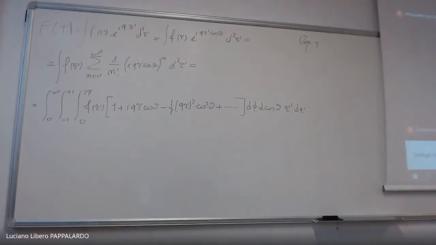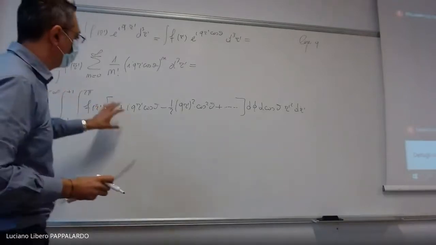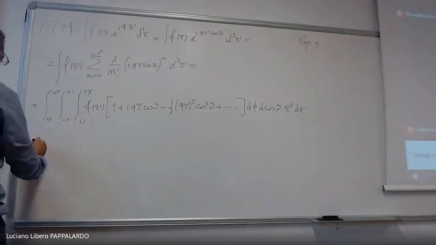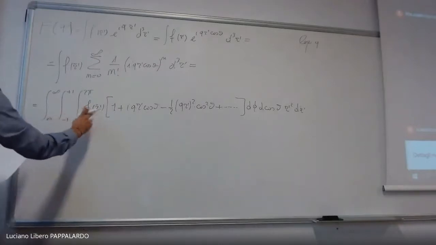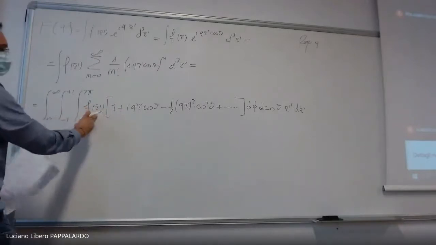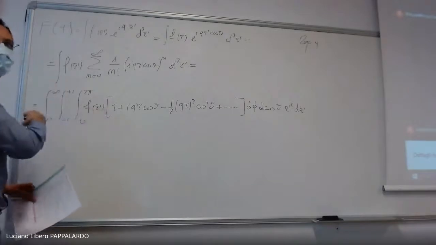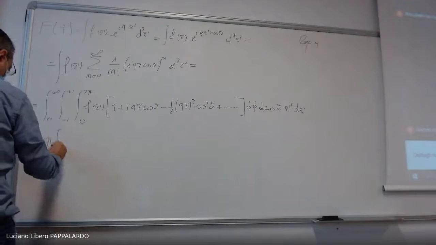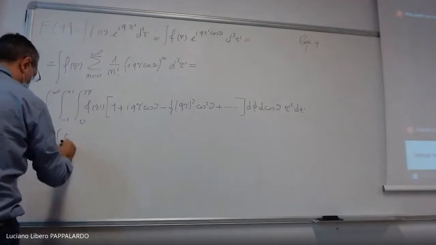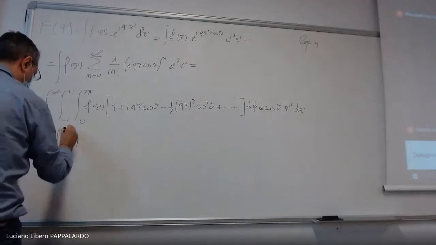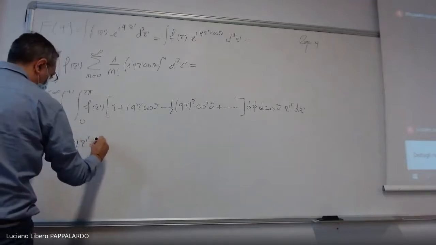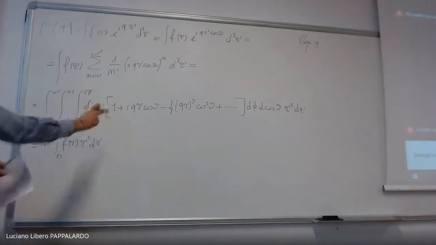Okay. Now let's split these integrals because we now have infinite terms here. So let's make infinite integrals. The first integral is just f times 1. So there is no angular dependence, so we can already put 4 pi outside. So this is 4 pi. And then we have the integral of f(r') from 0 to infinity, r' squared dr'. And this is the first piece.